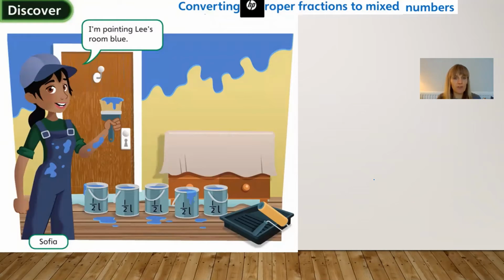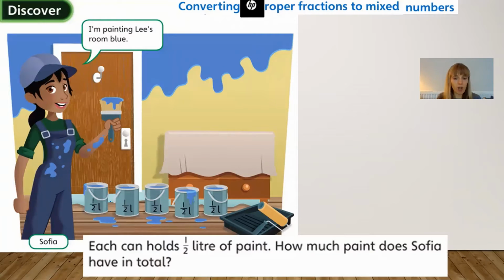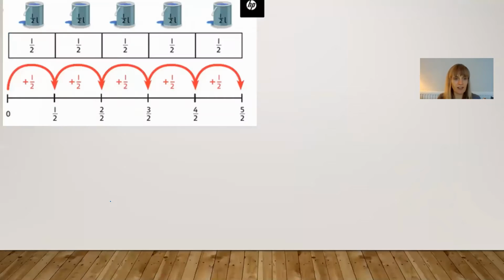First of all, we've got Sophia here, and she is doing some painting, and she wants to paint Lee's room in blue. And at the bottom, she's got some cans of paint. Each can holds half a litre of paint. So how much paint does Sophia have in total? That's what we're going to have a look at. She's got 5 cans, each with half a litre.